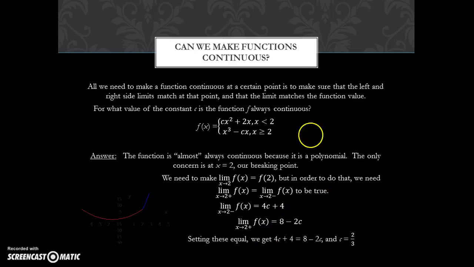So we set 4c plus 4 equal to 8 minus 2c. Solving, we get c = 2/3. We also notice that f of 2 is equal to 2 cubed minus 2/3 times 2, which is 20/3. And this is what we get when we plug in our c value into both of our limit statements.